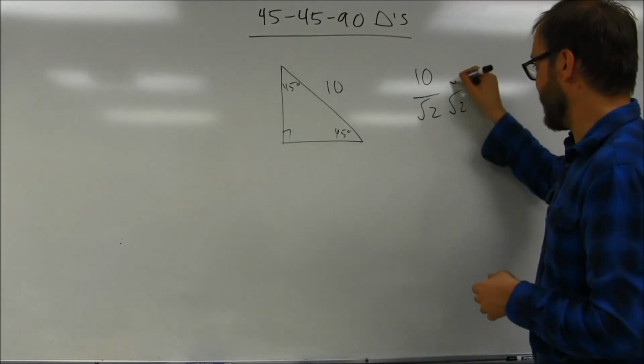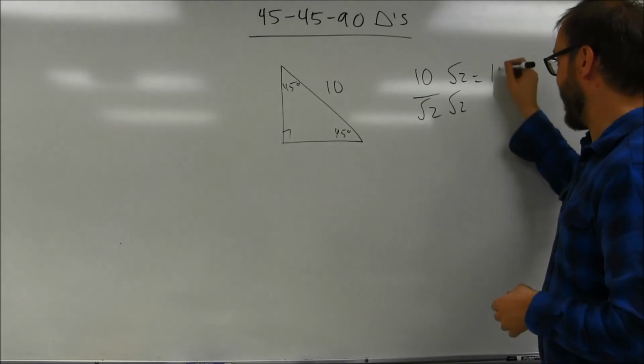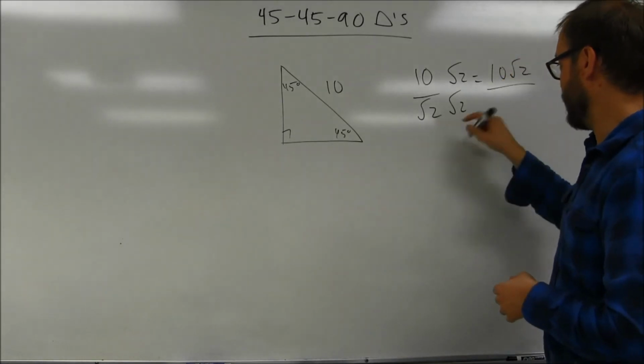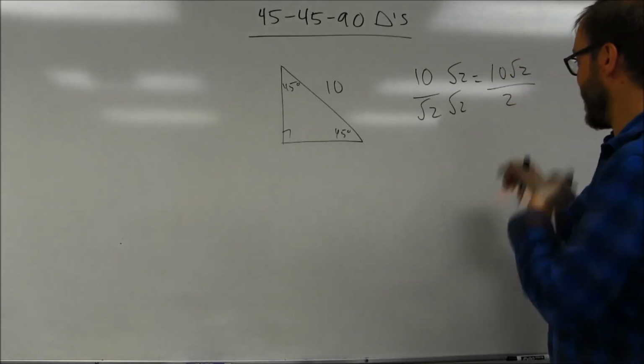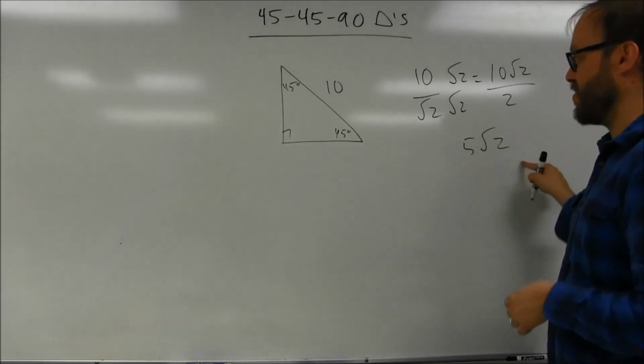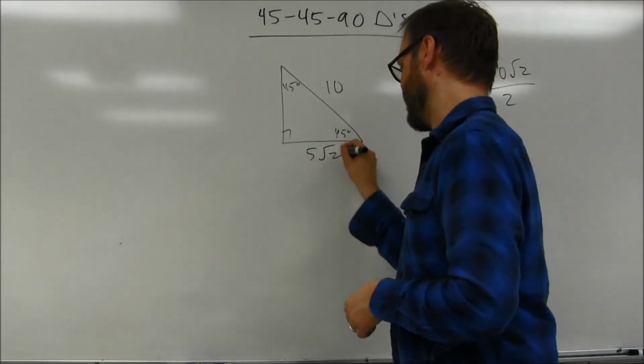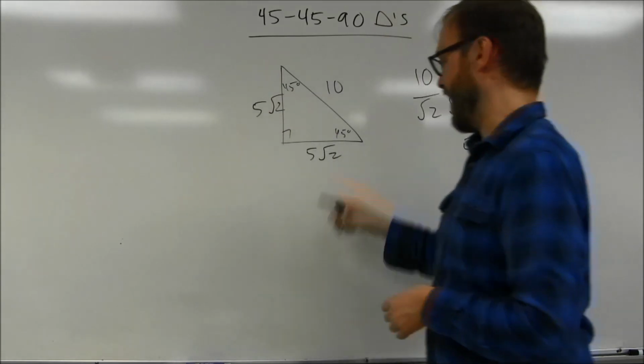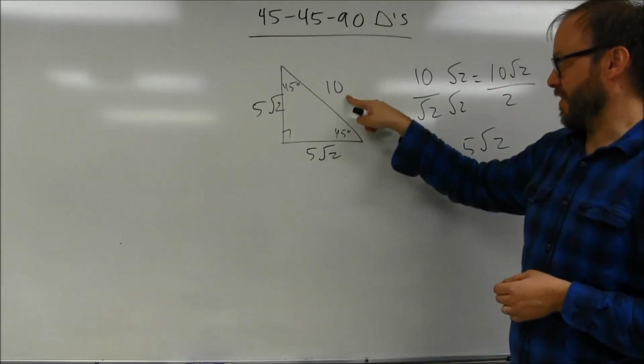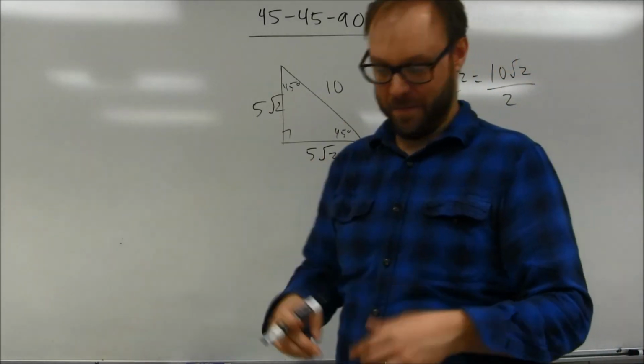We could rationalize the denominator, multiply the top and bottom by radical 2. You get 10 radical 2 over 2. 2 goes into 10 5 times. 5 radical 2 ends up being my missing side. And again, we can check. 5 radical 2 times radical 2 will give you 5 times 2, which is 10.